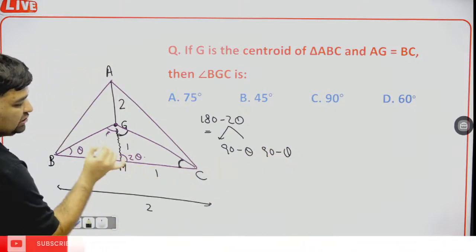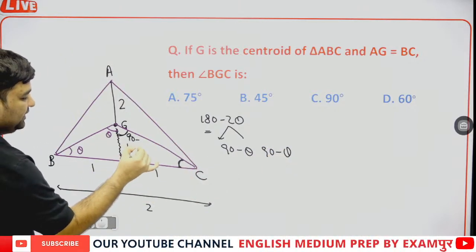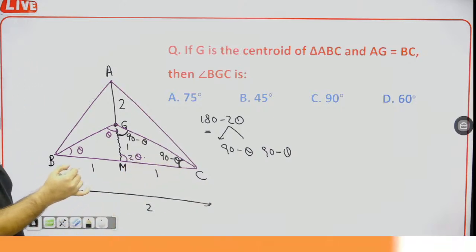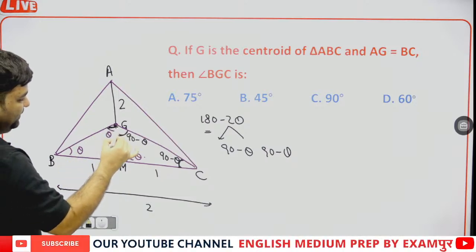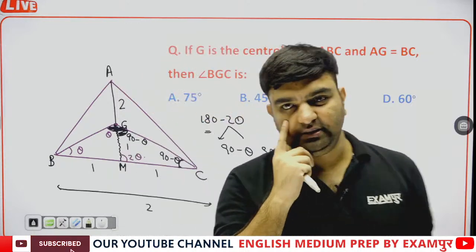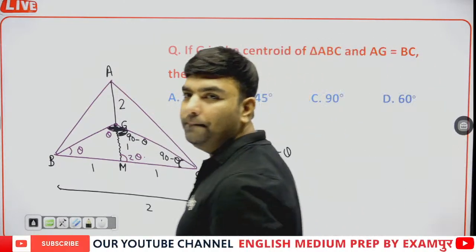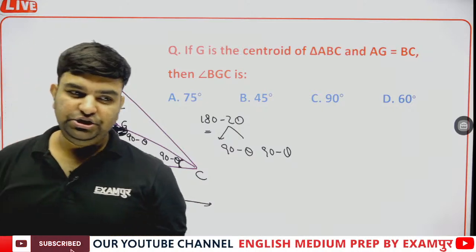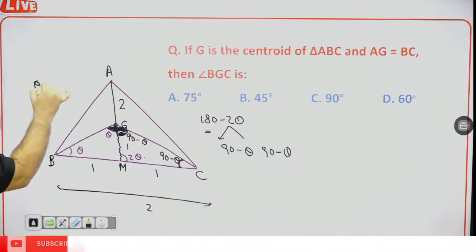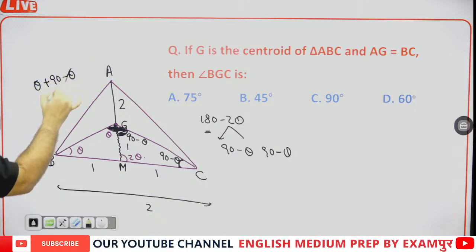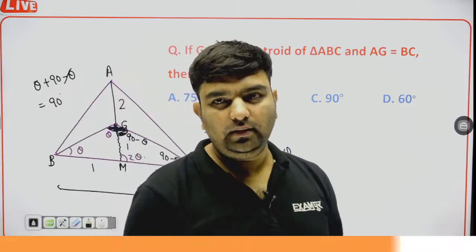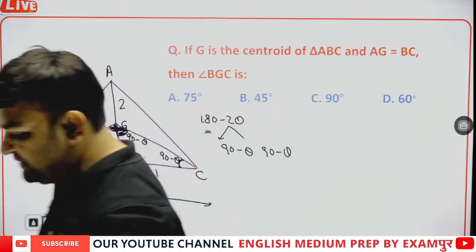So these two should also be equal, 90 minus theta. What is the complete BGC? The complete BGC is theta plus 90 minus theta, that is 90 degrees. This is one way of thinking, the basic orientation.